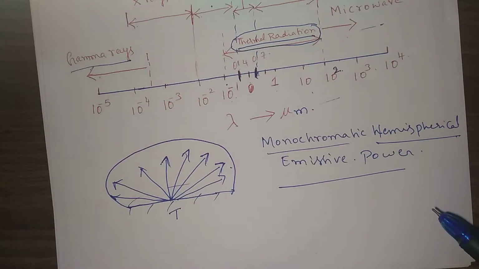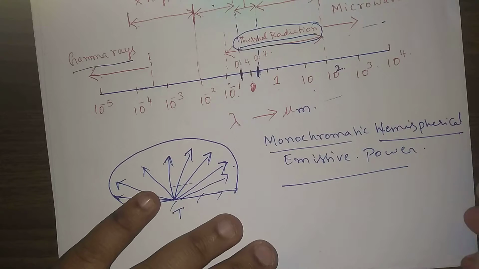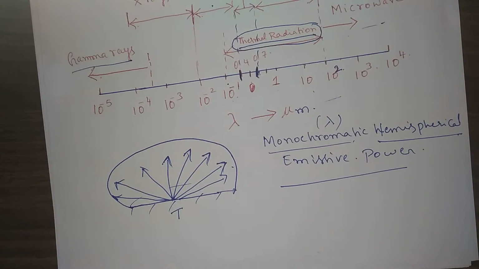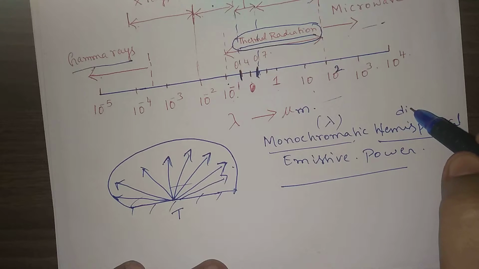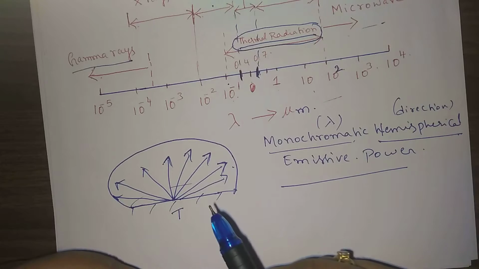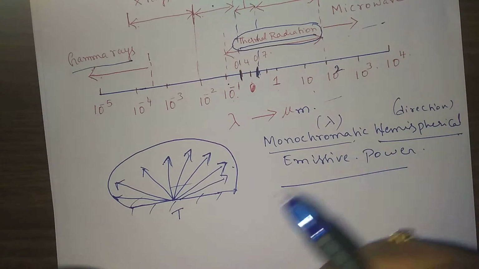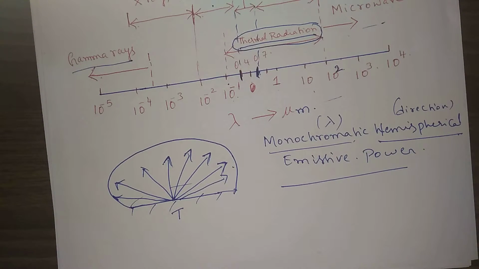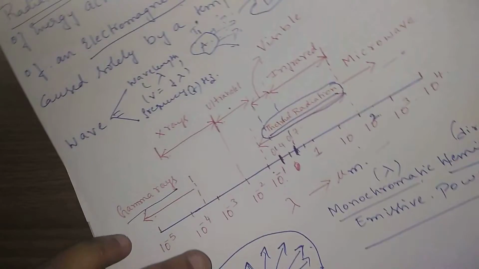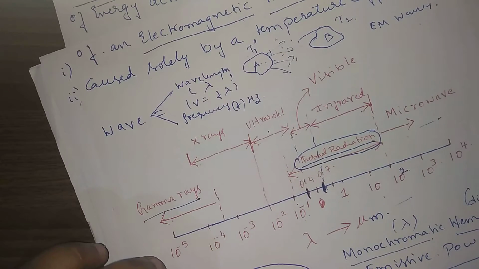Let us define it in a very short span of time. Monochromatic refers to what? A certain wavelength. For a particular wavelength, what is the emissive power? Hemispherical denotes what? Direction. Emissive power is what? How much is the power, how much radiation is being emitted? Now how do we define this monochromatic, hemispherical, emissive power?